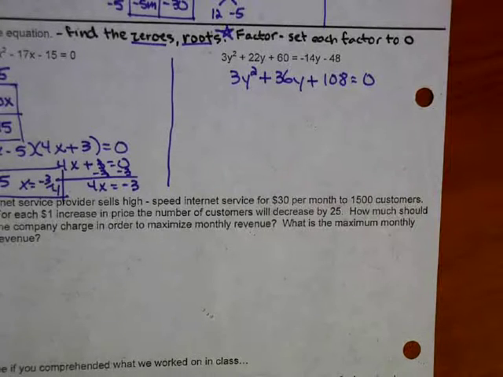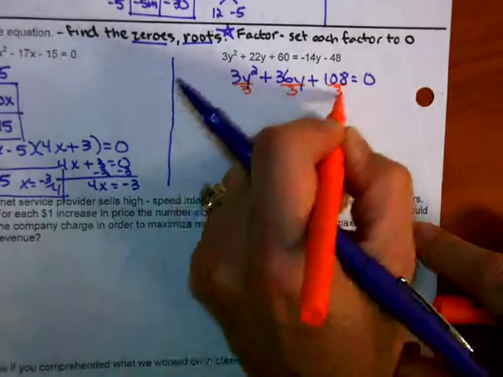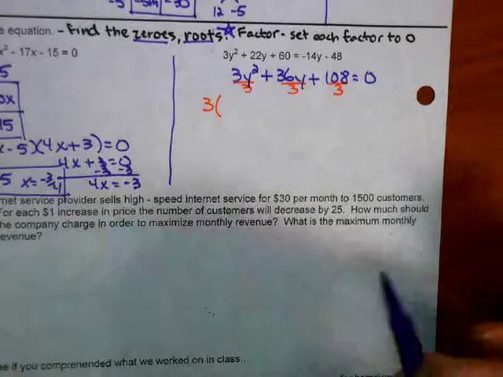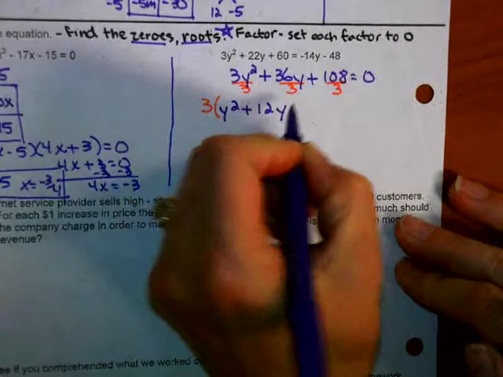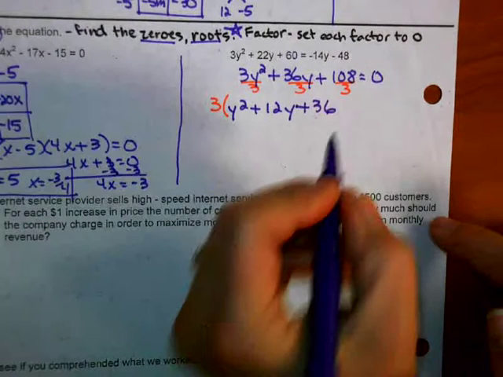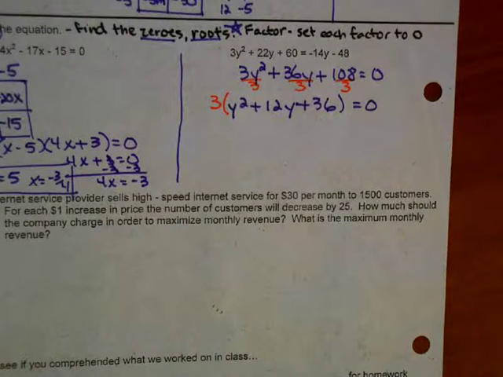Divide by 3. There's no perfect squares, but I can divide by 3. Pull out the 3. It sits out front here. And I get y squared plus 12y plus 36 equals 0.